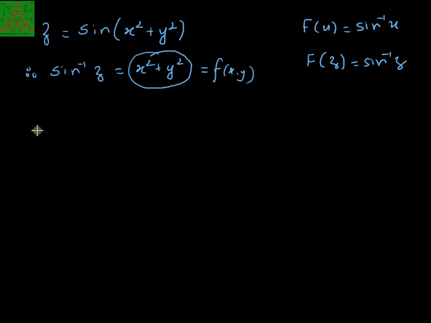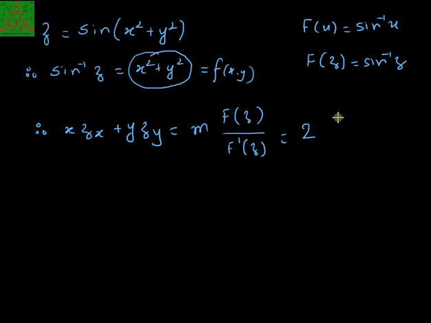Now as per that, we have x u_x. So here we have x z_x plus y z_y is equal to m into f of u upon f dash of u. Now m is 2, f of u is sine inverse of z, and f dash of u is the derivative of this quantity, that is 1 upon square root of 1 minus z square. So finally we will have 2 into square root of 1 minus z square into sine inverse of z.